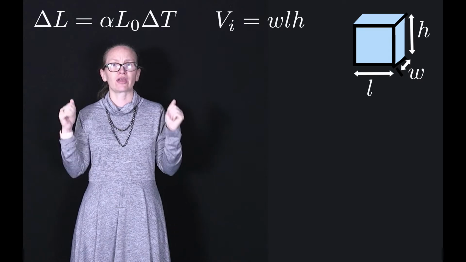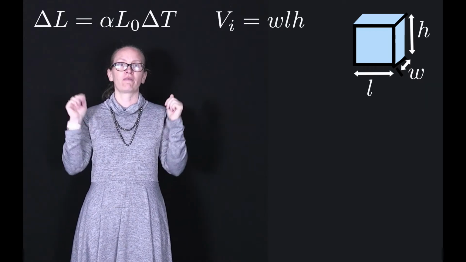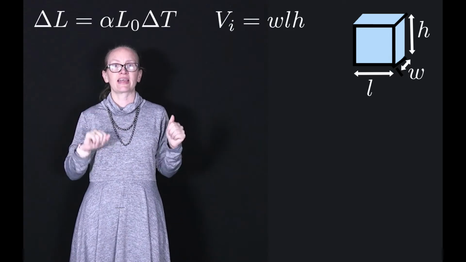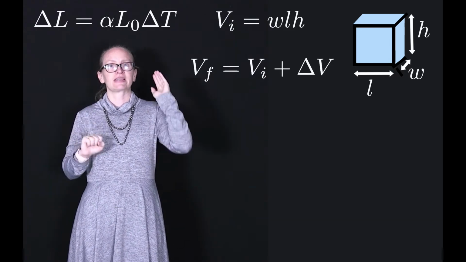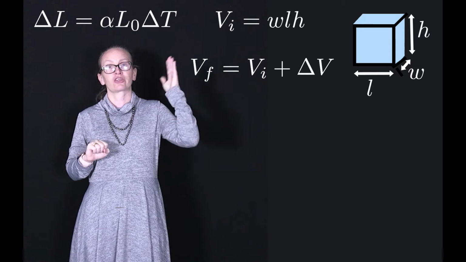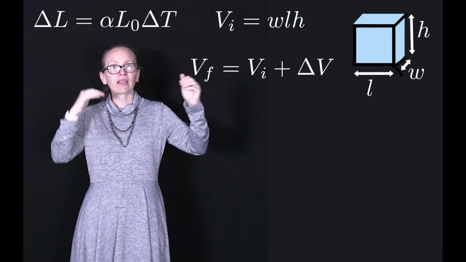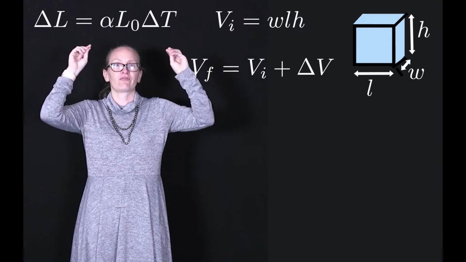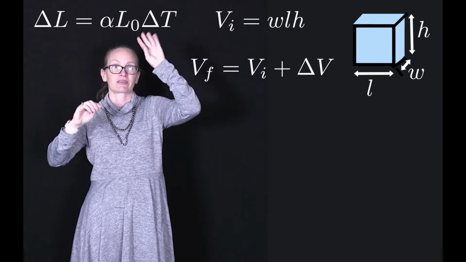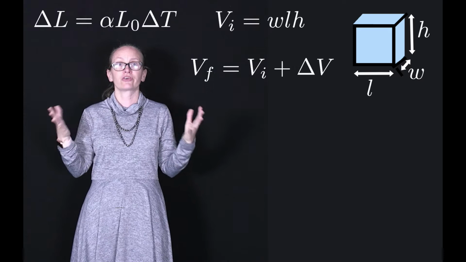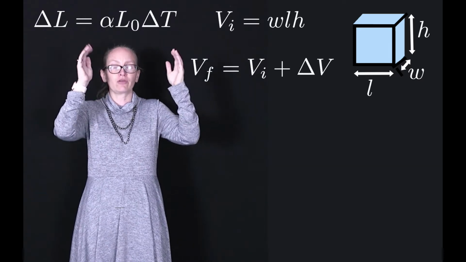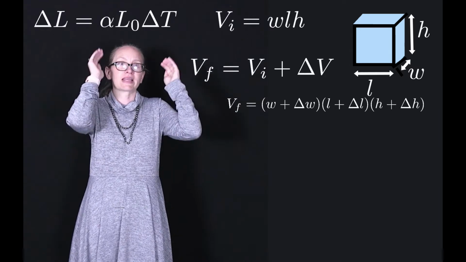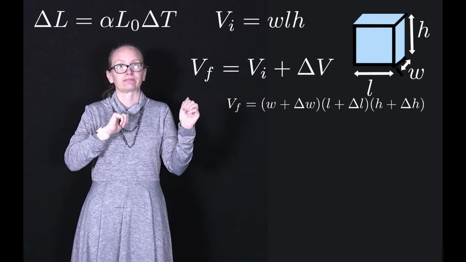Now what we're going to do is work out the final volume of this solid once it's been heated. So we can say that the final volume is equal to the initial volume plus the change in the volume. And considering that the final volume is going to be the final width times the final length times the final height, we can write this is also going to be equal to (W plus delta W) times (L plus delta L) times (H plus delta H).